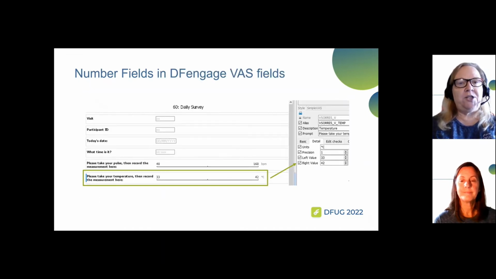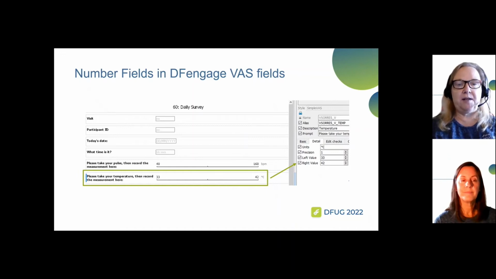One recommendation for number fields is to set up the field as a VAS field. What that means is you set up a scale as opposed to a number field that you can use to define the low end and the high end number range, and then the user will pick a point along that line to report the number they need.